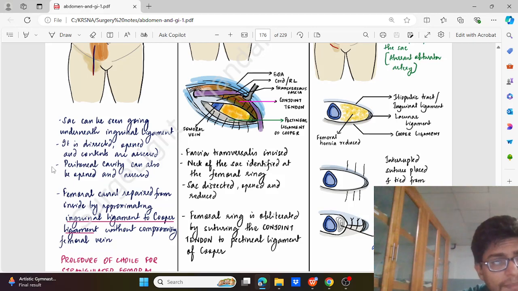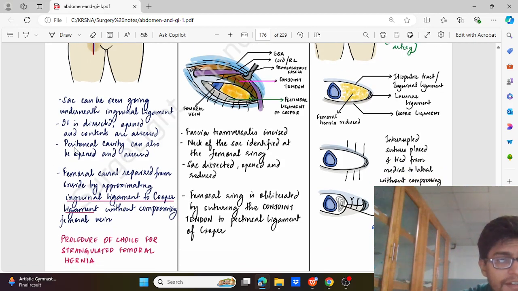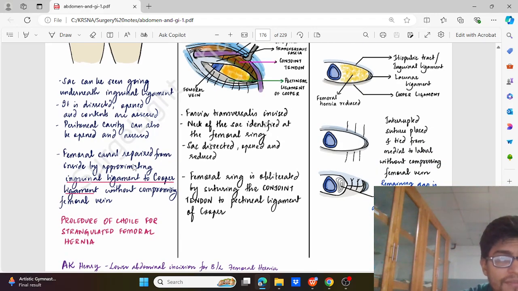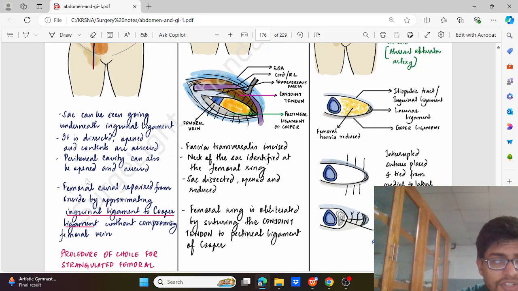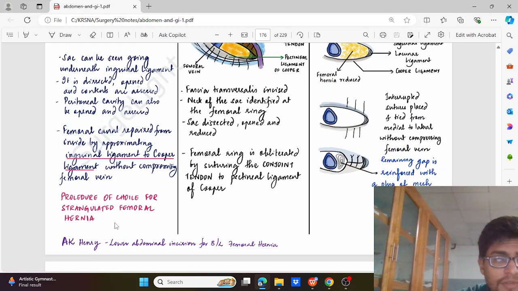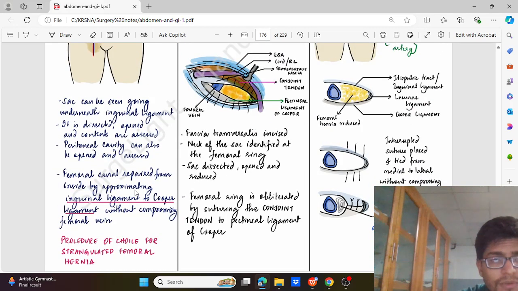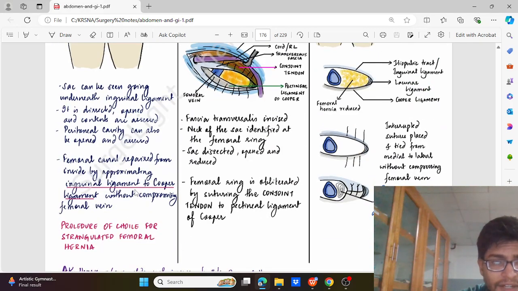So below the inguinal ligament, it is dissected, opened, and the contents are assessed and reduced. The peritoneal cavity can also be checked. The femoral canal is repaired from inside by approximating the inguinal ligament to Cooper's ligament without compromising the femoral vein, which has to be taken care of, and it is the procedure of choice in case of strangulated femoral hernia. We may also reinforce the defect with mesh.